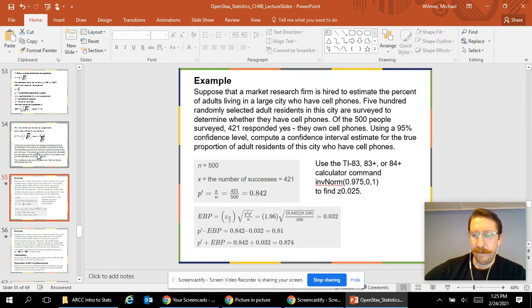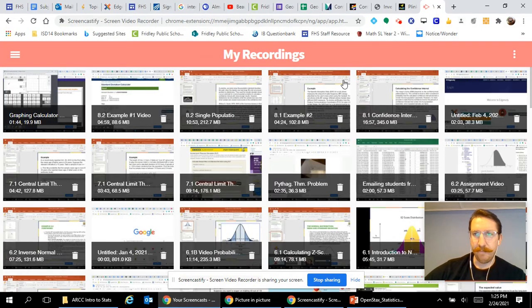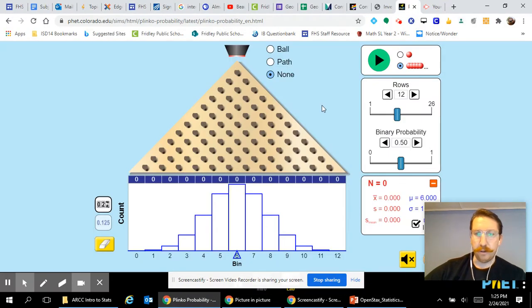So we know of the group we sampled, 84.2% have a phone. So we would need to subtract a little bit from that and add a little bit to that. And we would be able to say 95% of the people fall within that range. We'll go ahead and calculate that in a bit. But first I want to demonstrate how this turns into a normal distribution.